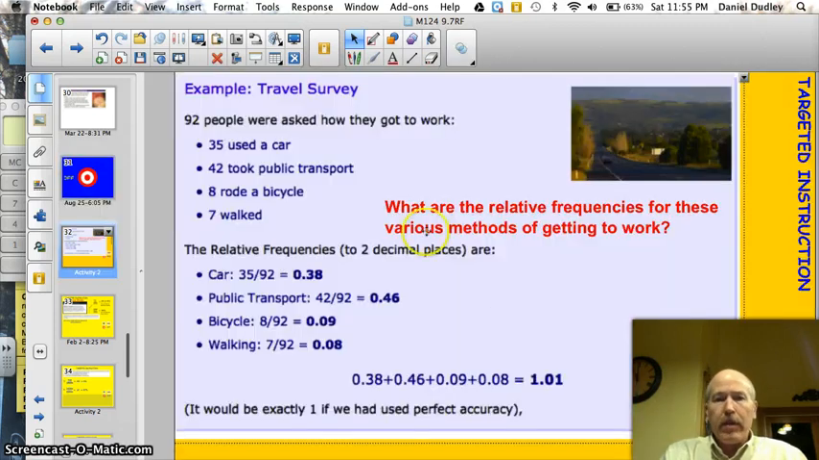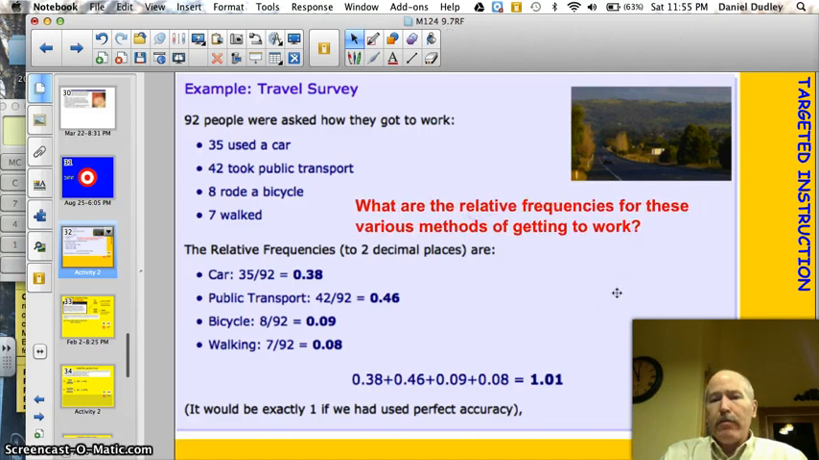Let's do this thing. Here's a sample travel survey. They asked 92 people how they got to work, and here are the results. 35 took a car, 42 took public transport, 8 rode a bicycle, and 7 walked. Here's the question in red. What are the relative frequencies for these various methods of getting to work?